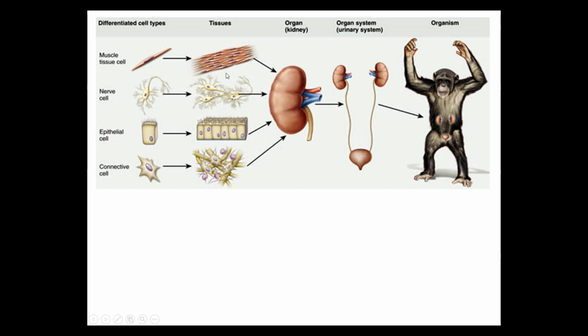All of these tissues, which are all different from each other, make up a kidney. That is an organ. We've talked about this already. That should be a review. And then the kidney with other different organs that are all working together make up the urinary system, or we're going to call it the excretory system, even though they're not exactly the same thing. We're going to call it excretory and urinary. And then that system is just one system among several that are keeping this chimpanzee alive.